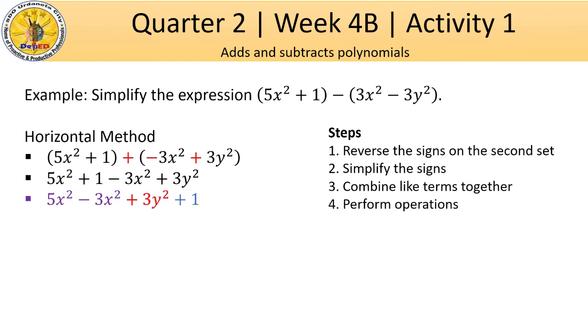So I'll combine 5x to the second power and negative 3x to the second power plus 3y to the second power plus 1. Then I will perform the operation. So 5x to the second power minus 3x to the second power, we have 2x to the second power. Plus 3y to the second power is only 1, so we'll just copy, and the constant 1 we also copy. So the final answer is 2x to the second power plus 3y to the second power plus 1.